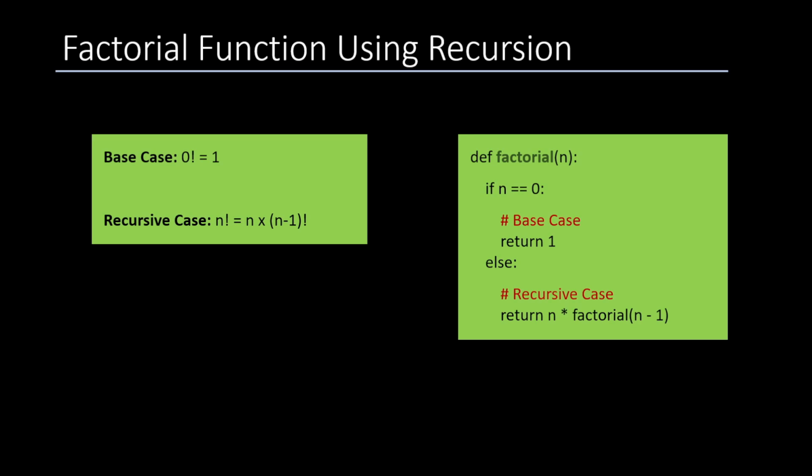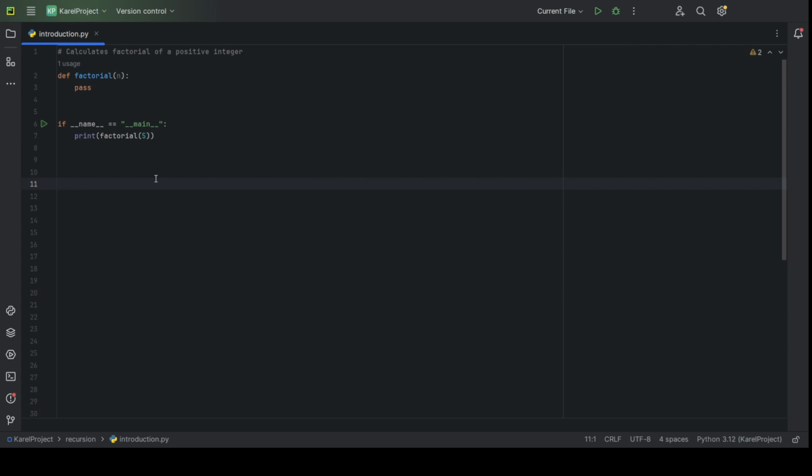Let's see this in action using the PyCharm IDE. Here we have defined a function to calculate the factorial of a number. Let's write the conditional statement to calculate the base case and the recursive case. If n is equal to 0, we write the base case, else we write the recursive case.